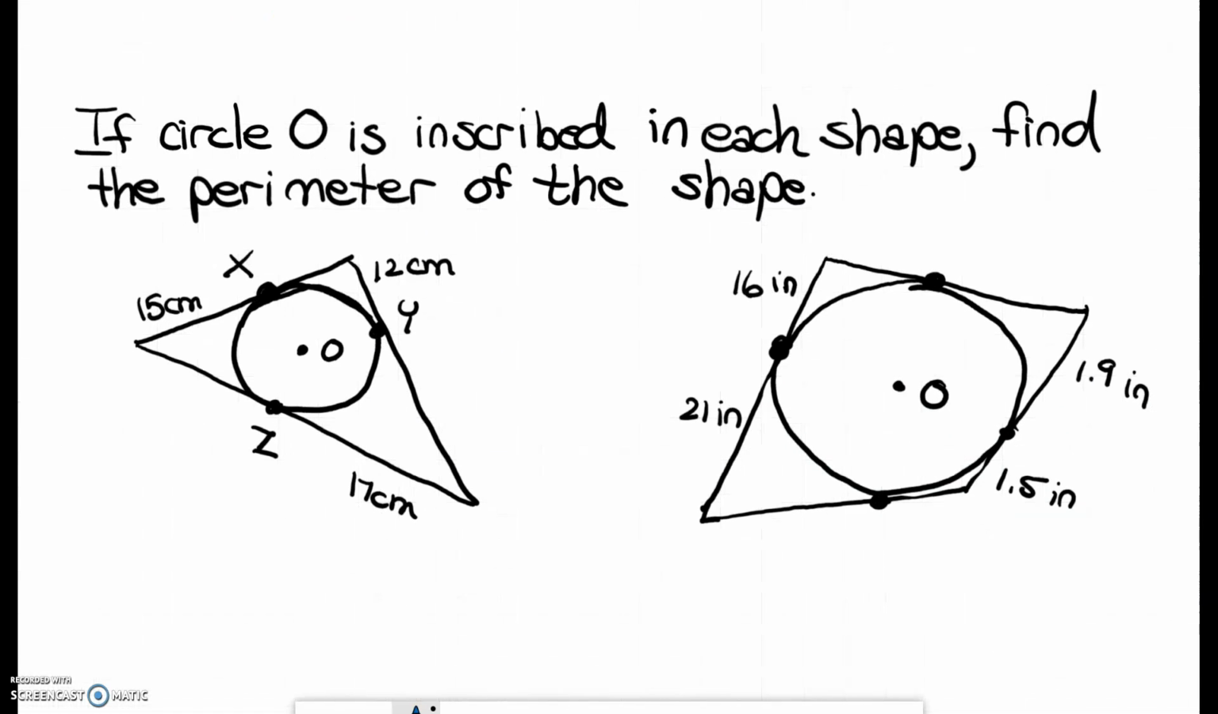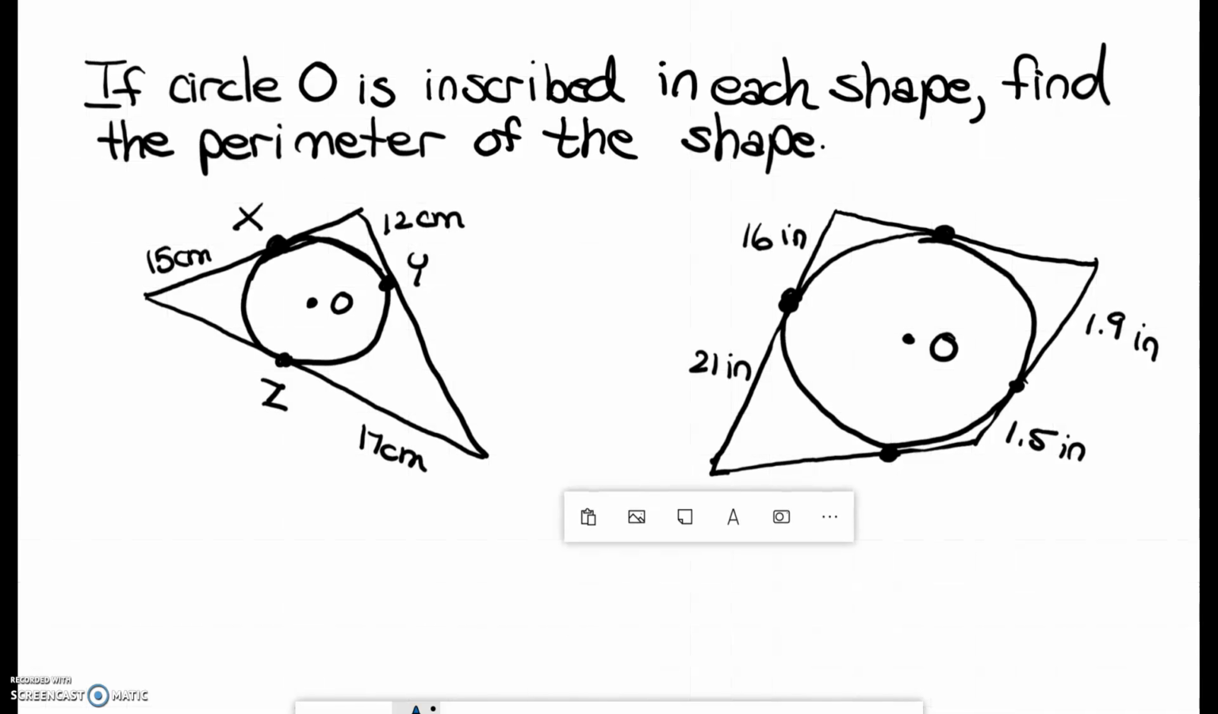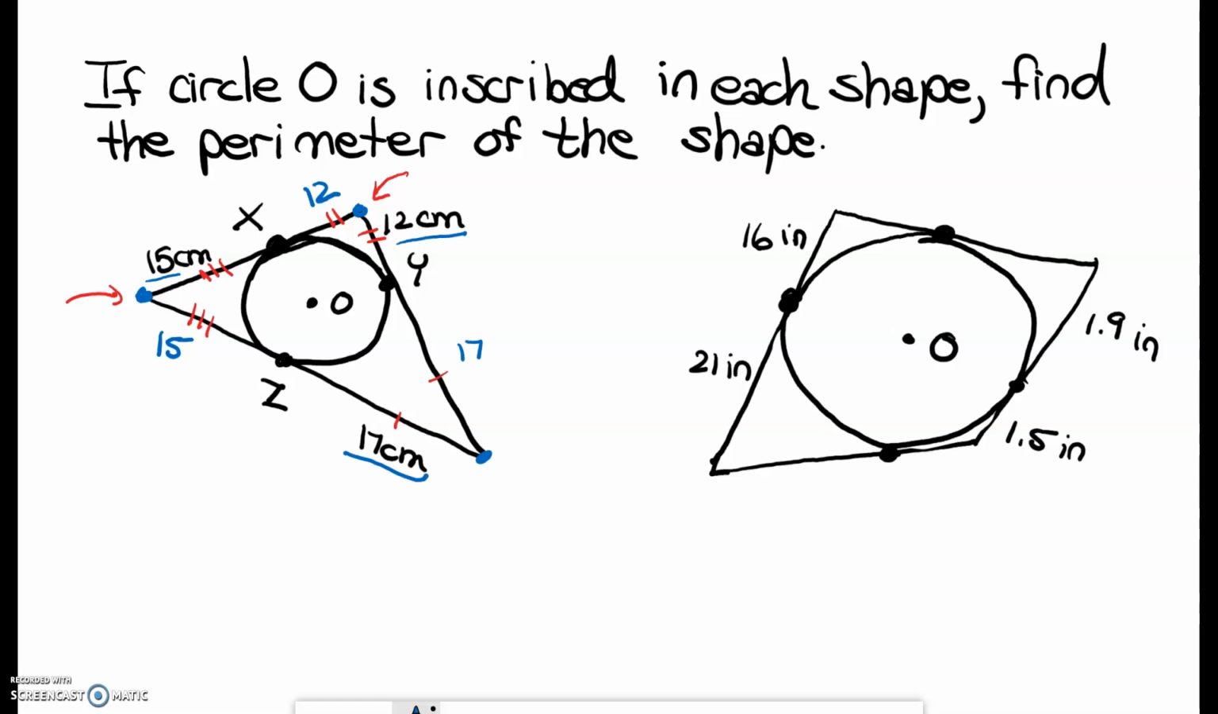Okay, how about these last two problems? It says, if circle O is circumscribed in each shape, find the perimeter of the shape. Well, it looks like I have a whole bunch of tangents, and I have pairs of tangent lines. Those pairs of tangent lines that start at the same point are congruent. I know these two are congruent because they start at this point, and the two tangents that start at this point are congruent as well. So if this one's 12, this must be 12. If this one is 15, this one must be 15. And if this one's 17, this one is 17. So now all I have to do is walk around and add all my numbers up.